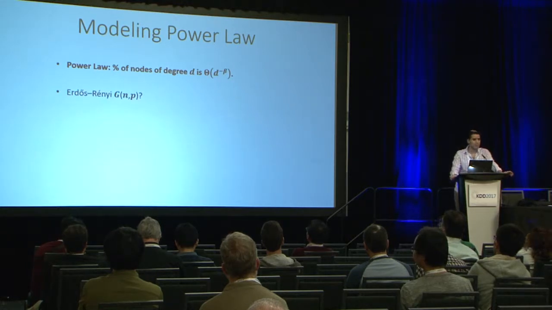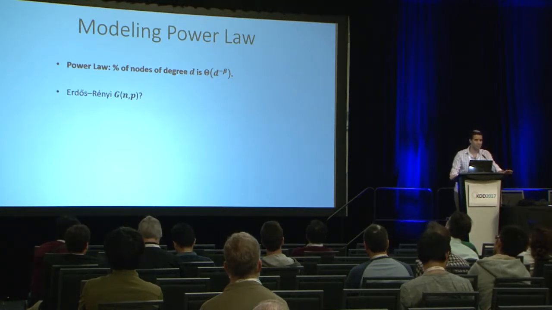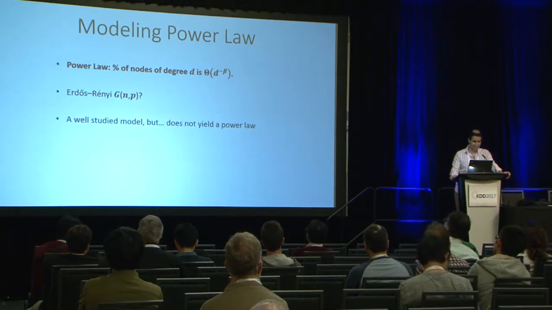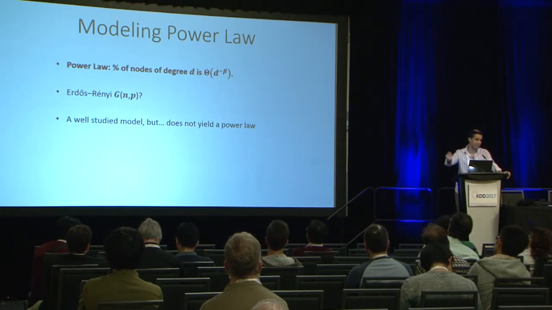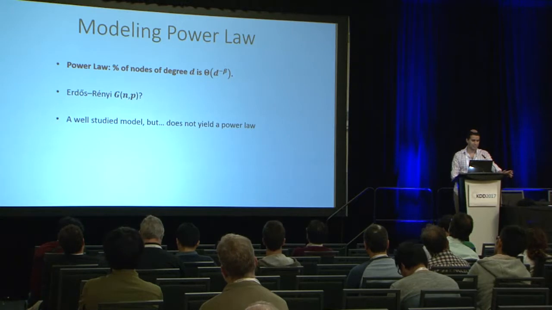And the first attempt, if you want to think of a model for a network, might be Erdős-Rényi, the G(n,p). It's very famous. The good news is that if you don't know what this model is or you don't remember what it is, it doesn't matter. Because the bad news is that although we know a lot about this model, it doesn't really produce a power law. Okay, the degrees there go down exponentially usually. So we need to think of a different model to get a power law network.